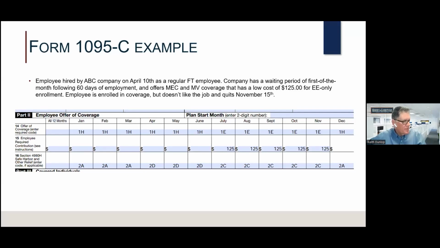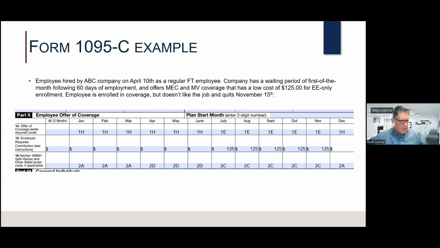So now in April, the employee is hired. So we're still using 1H. There's no offer of coverage, but now the reason's changed, and the reason is that the employee is now in your waiting period, which we know is code 2D. This is an entirely valid combination.